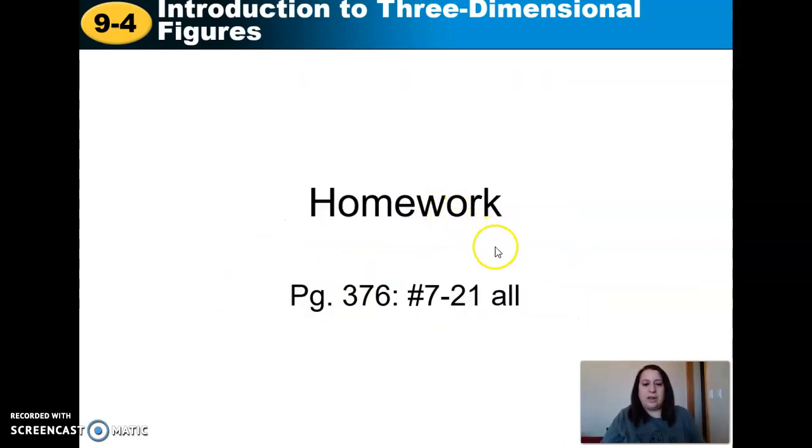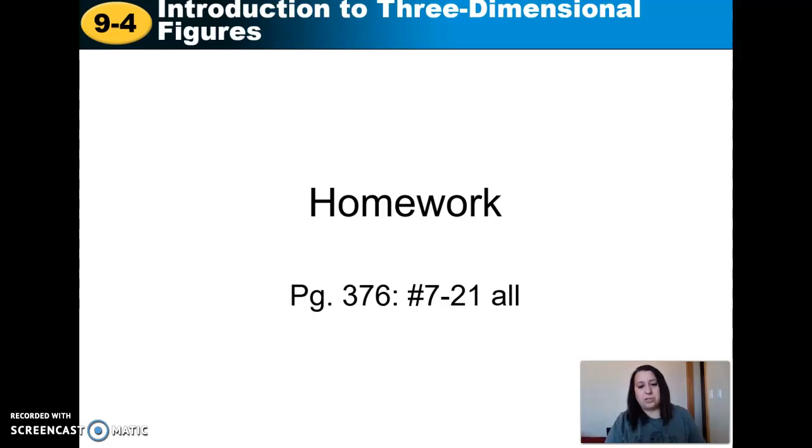Your homework is page 376, 7 to 21 all. Some of those questions have multiple answers. So what I did on the Google form, I made sure to give you a spot for each of those questions. For example, numbers 10, 11, and 12 ask you to name the base, name the face, and name the shape. So I gave you a different space for each of those. It says 10 part 1, 10 part 2, like 10A, 10B, 10C, something like that. So when you look at the Google form, make sure you're following along and giving me three answers if it asks for it, okay?